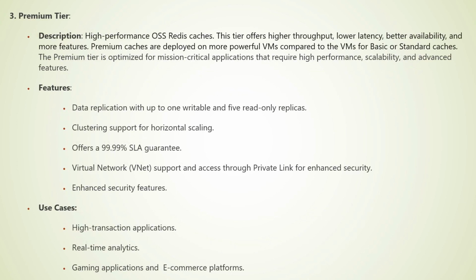3. Premium tier. Description: high-performance OSS Redis caches. This tier offers higher throughput, lower latency, better availability, and more features. Premium caches are deployed on more powerful VMs compared to the VMs for basic or standard caches. The premium tier is optimized for mission-critical applications that require high performance, scalability, and advanced features. Features: data replication with up to 1 writable and 5 read-only replicas. Clustering support for horizontal scaling.